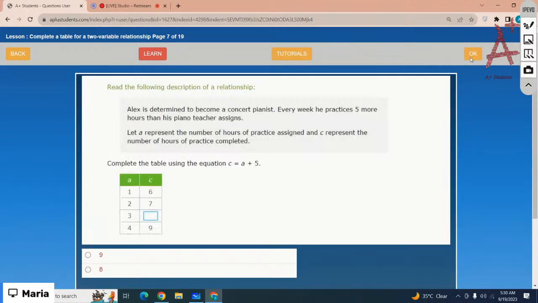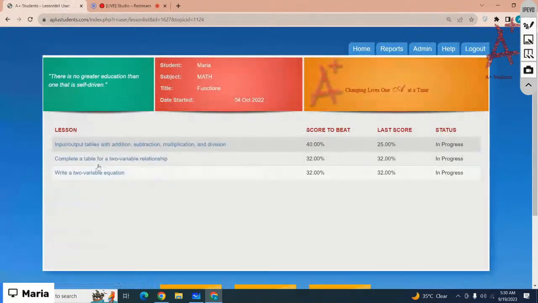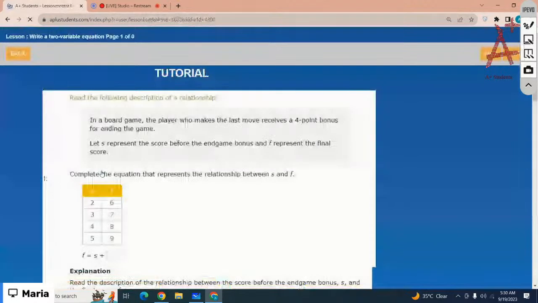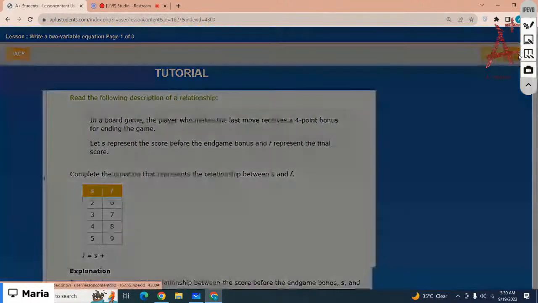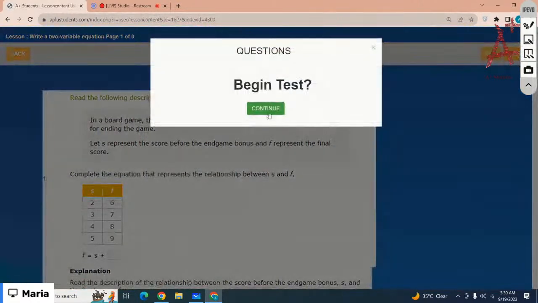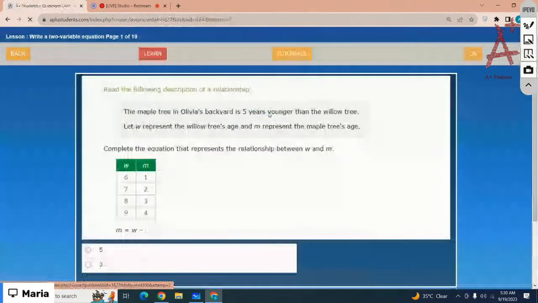Okay, you can complete the lesson by yourself later today. Let's just move on to the next lesson, that is, write a two variable equation. So you are given a relationship. You have to understand the relationship and you have to complete the equations, right?